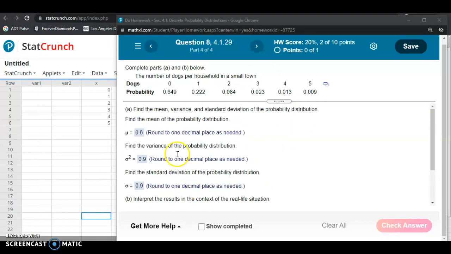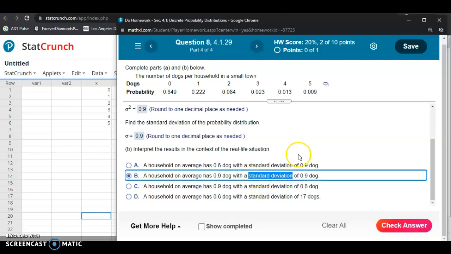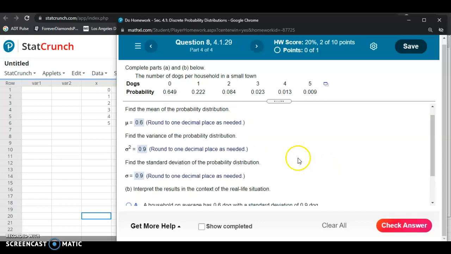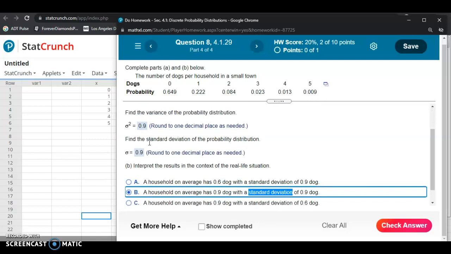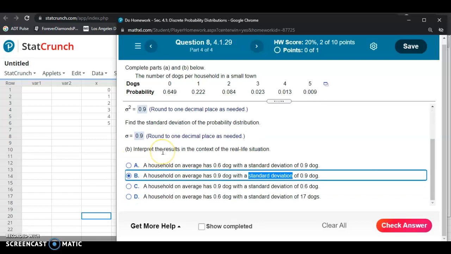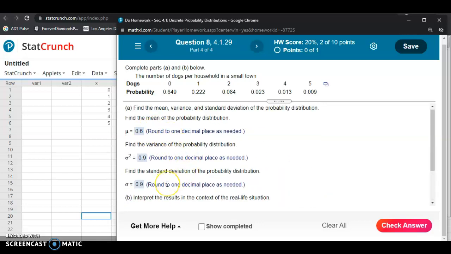Another word for mean is average. And then the standard deviation is the standard deviation. There really isn't another word that we use for standard deviation in this chapter. So the average number of dogs per household is 0.6, and the standard deviation of the number of dogs is 0.9. You're going to select the answer choice that makes the most sense, describing the mean and standard deviation.